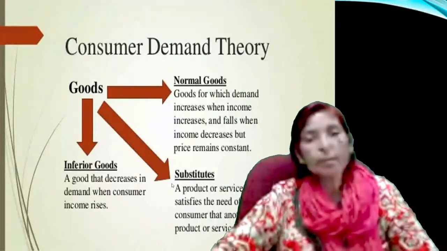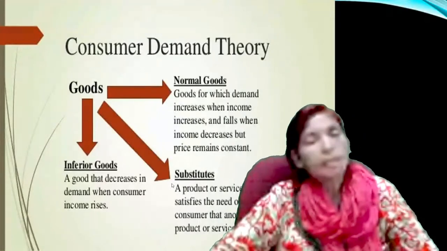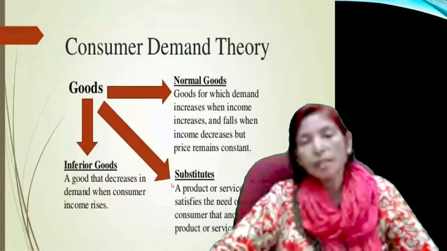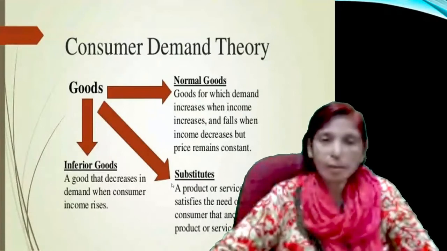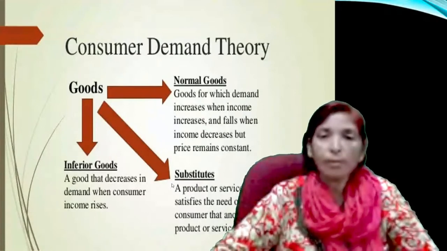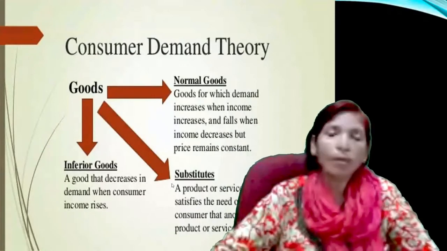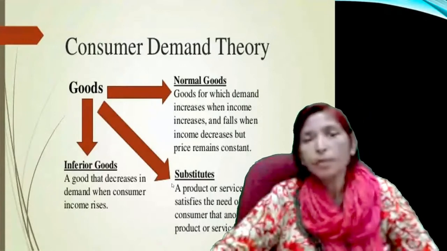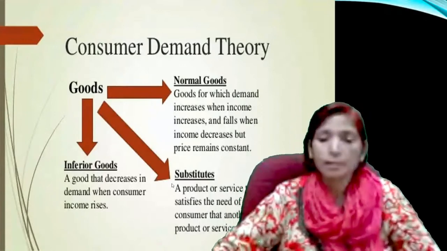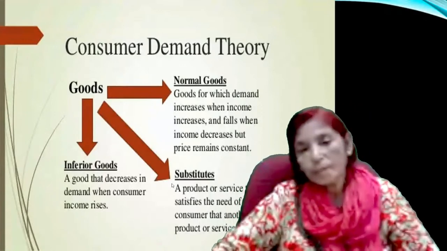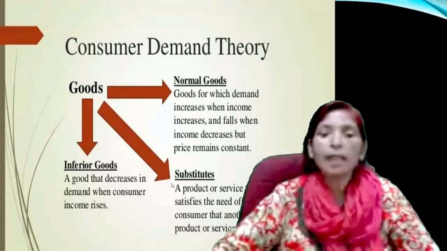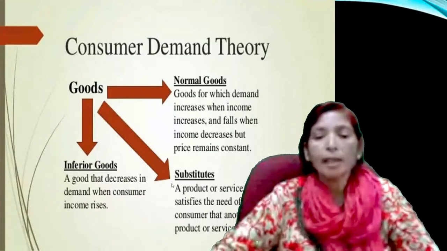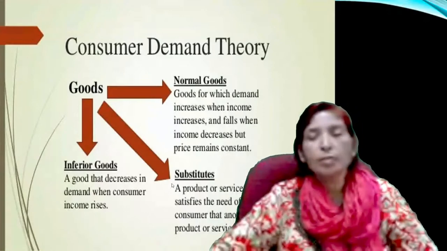Now next is substitute goods. Substitute goods are those goods which can be used in place of each other, for example, tea or coffee. If the price of one commodity rises, then demand for its substitute goods will rise. So, a substitute is a product or service that satisfies the need of a consumer that another product or service fulfills.